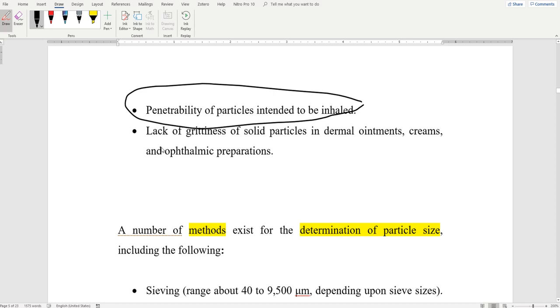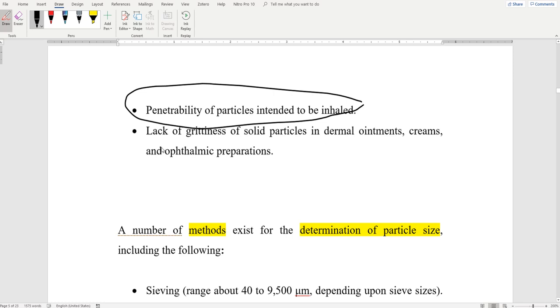Of course, this applies to ointments and creams. Many ointments and creams contain solid powder. Also this solid powder needs to be very smooth, otherwise when you spread the ointment or cream on your skin, you will feel the particles, and that is what we call grittiness. In ophthalmic preparations, we have some suspensions that can be applied to the eyes. Ophthalmic means eye.